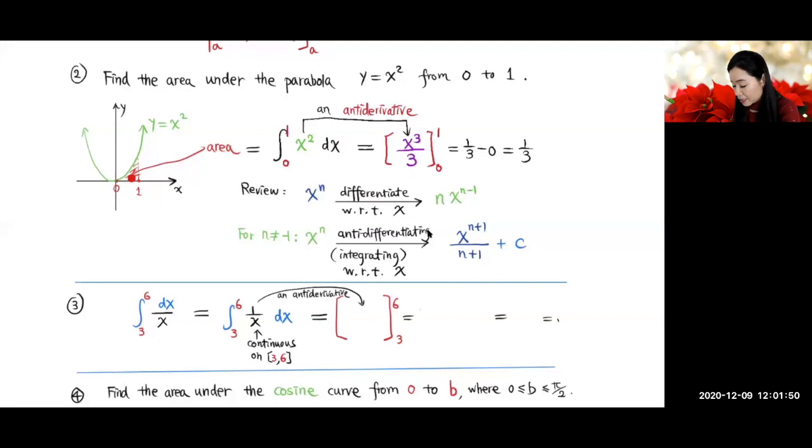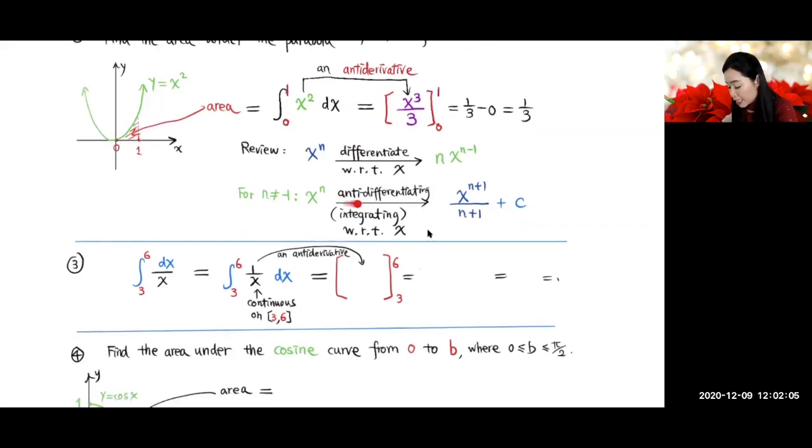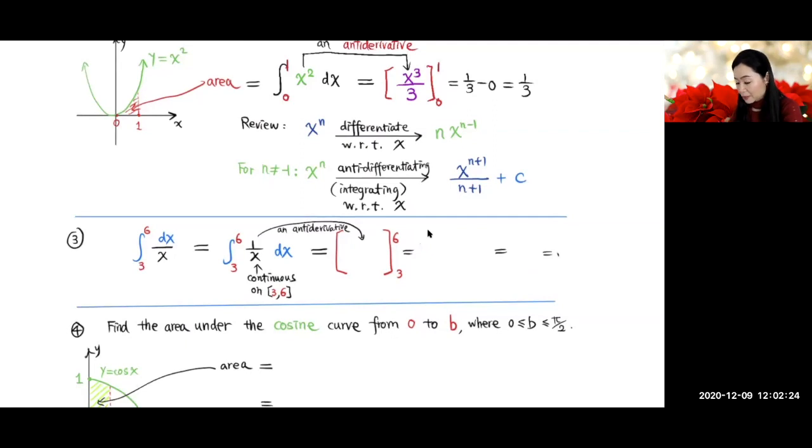Now if you somehow get stuck over here, I do it with you. Remember when you differentiate x to the n, that's n times x to the n minus 1. Now when you find the antiderivative, the exponent is going to increase by 1. So we have x to the m plus 1, and then divide by m plus 1. That will be an antiderivative of x to the m. So remember the process here. Question?